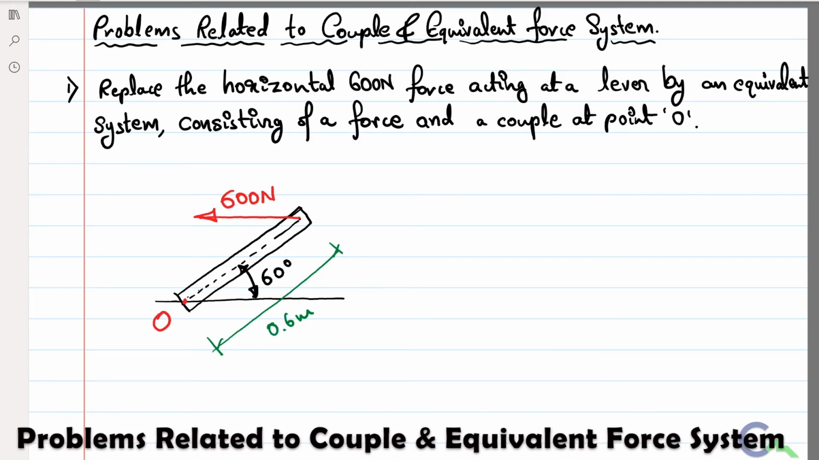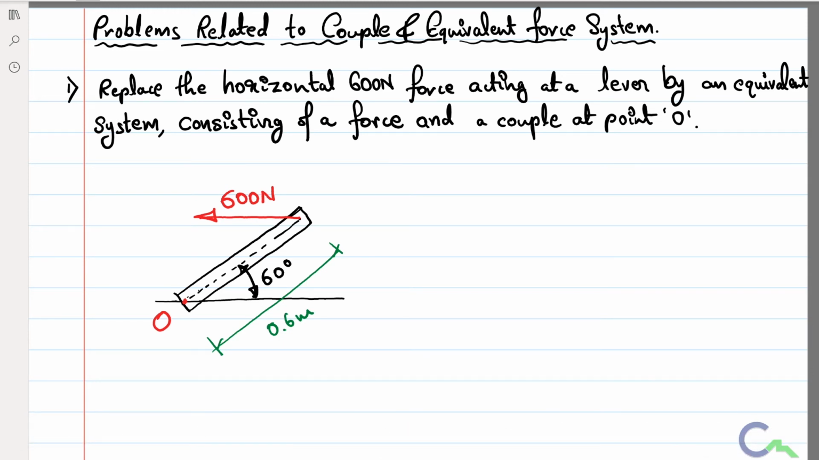After completing problems on moment of force, I am going to discuss some problems related to couple and equivalent force system. So here we have our first problem. Replace the horizontal 600 Newton force acting at a lever by an equivalent system consisting of a force and couple at point O. So the problem is very simple. We discussed what an equivalent force system is. You can check that video in the description.